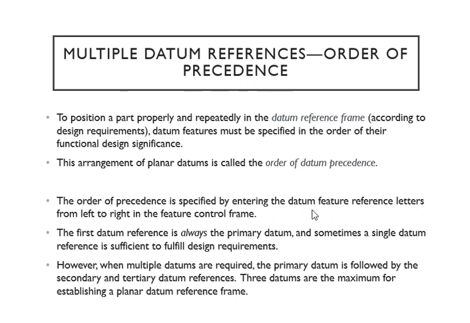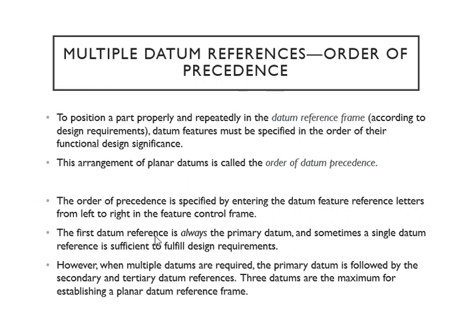So symbol-wise, how are we going to put the order? You're going to put it from left to right. So the left is more precedent than the right, meaning more important than the right, depending, again, on the functional design. Where are you going to see left and right in your feature control frame? The little one-row table.